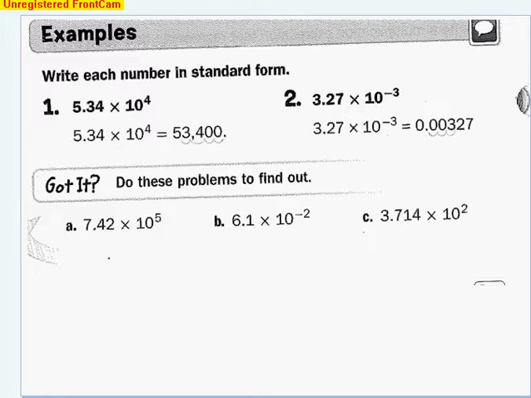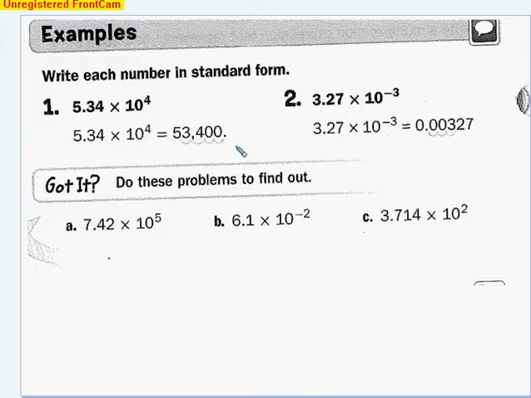Write each of these numbers in standard form. For number 1, we had 5 and 34 hundredths times 10 to the fourth. We had to move the decimal point 4 places. We started between the 5 and the 3, and then we moved it 1, 2, and then we had to add 2 more zeros to make a total of 4 places.